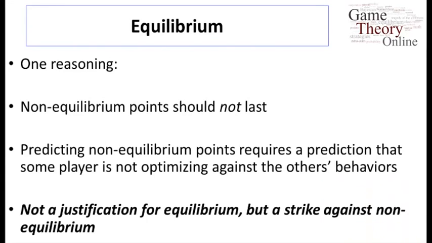Now, in thinking about the reasoning behind it, a very important issue is how we justify equilibrium. And let me give you one equilibrium justification that you can actually trace back into Nash's dissertation. It's not so much that equilibrium points are stable that makes them great predictions, as much as the fact that non-equilibrium points are unstable makes them not great predictions. So predicting a non-equilibrium point requires that somehow you believe that somebody's going to do something that they were going to regret or are not doing their best response. So this isn't necessarily a justification for equilibrium, but a strike against non-equilibrium.